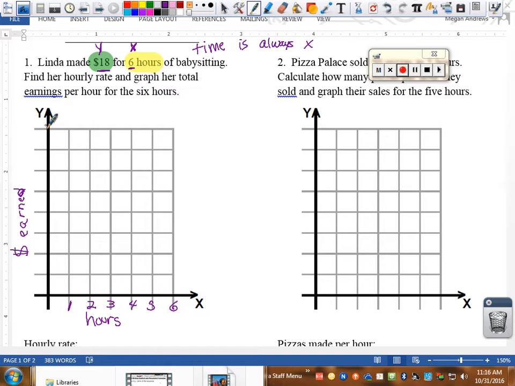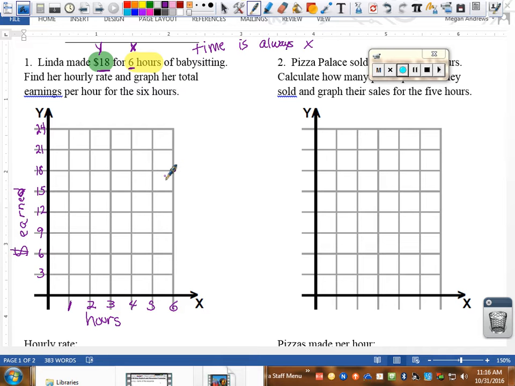Okay, so you could count by 3s. You could count by 5s. All right, I'm going to choose 3s. 3, 6, 9, 12, 15, 18, 21, 24. Okay, so for 6 hours, she made $18 and put a dot there.